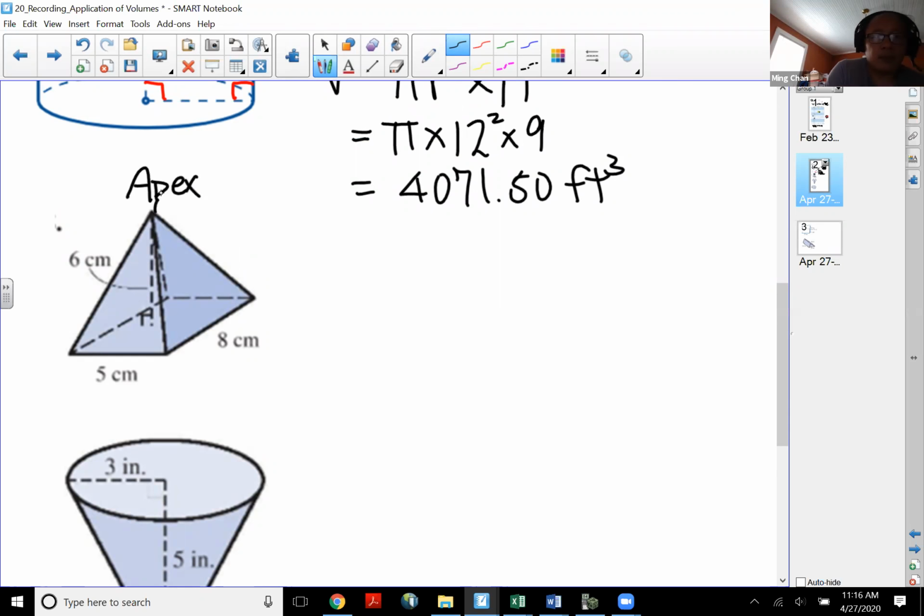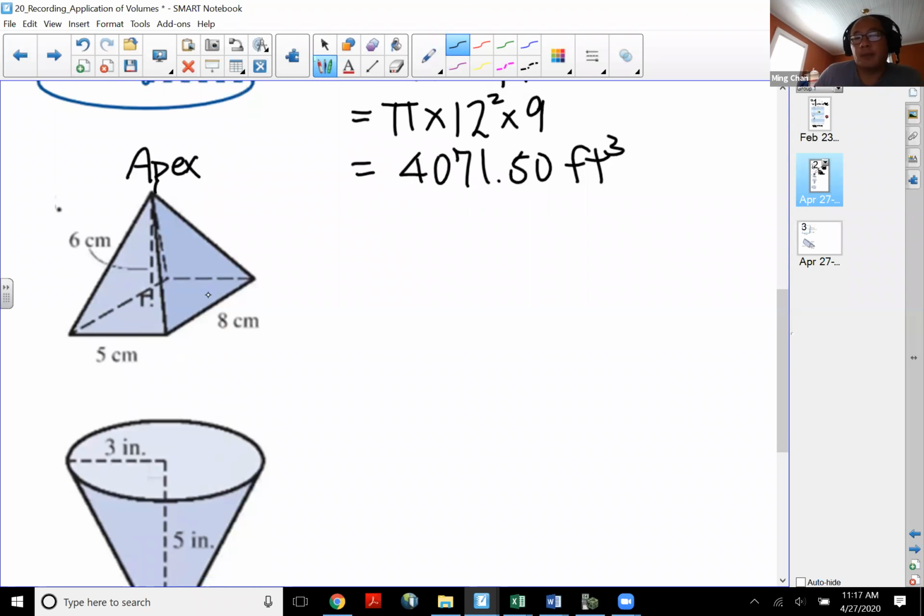Apex is where all the sides come to a single point. So if the bottom has 4 sides, that means there are going to be 4 lines going up to the apex. So that's how we know this is a pyramid.